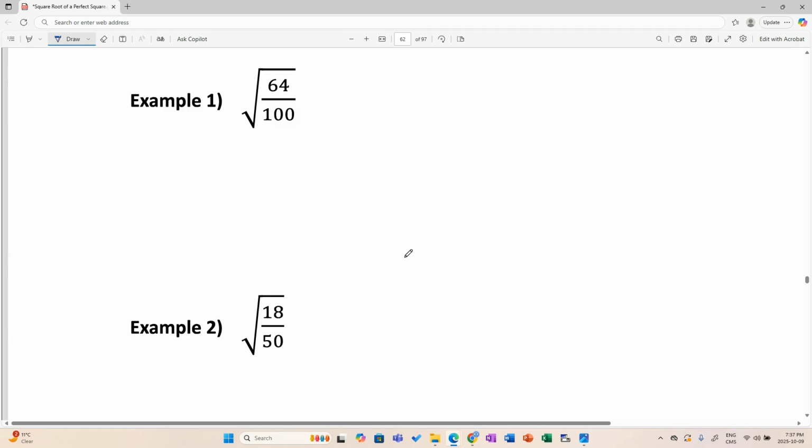Okay, now we move on to the original objective of this video, which is to take the square root of perfect squares that are fractions. So in our first example, we have the square root of 64 over 100. Just like before, I can simply split the top number and the bottom number and take the square root of them separately. So I have the square root of 64 over the square root of 100, and the square root of 64 is going to be 8, and the square root of 100 is going to be 10. So that means that the square root of 64 over 100 is 8 over 10, or you can say this is 4 over 5, or you can say this is 0.8, however you want to say it.